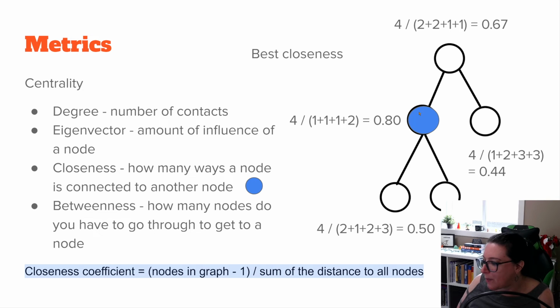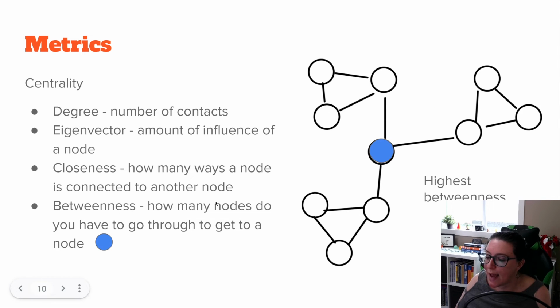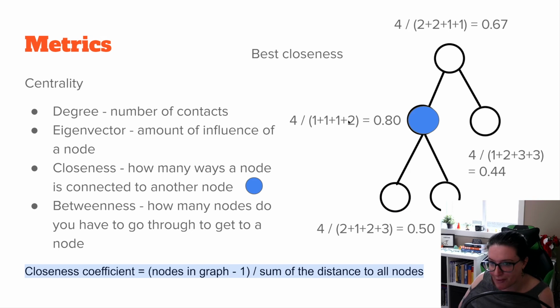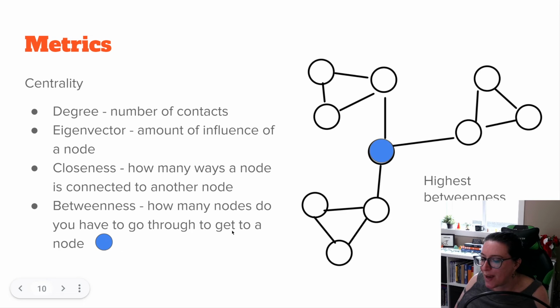So we look at how many ways a node is connected, right? Now, in terms of betweenness, it looks at how many nodes you have to go through to get to a node. So it's not just part of the formula. It is itself just the numbers we're looking at. So here we are looking at betweenness. How many nodes do you have to go through to get to a node?